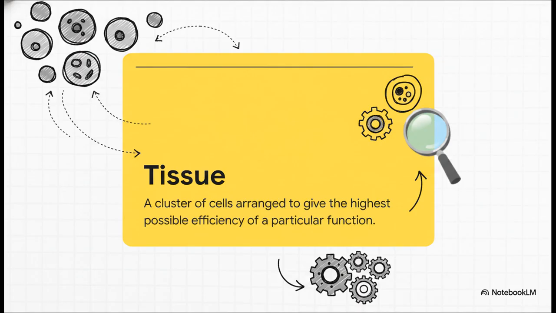A tissue is basically a cluster of cells arranged and designed to give the highest possible efficiency of a particular function. Notice that key word there, efficiency. When cells group together to form a tissue, they stop trying to do absolutely everything. Instead, they focus on doing one specific thing incredibly well.